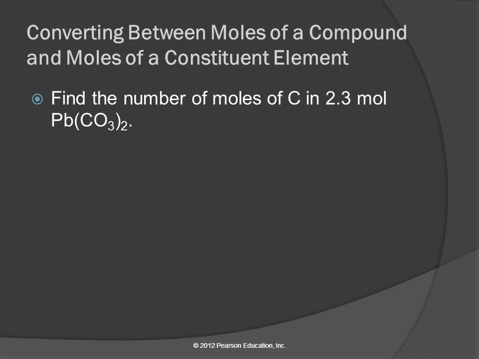So what if we have something like this? We've got, find the number of moles of carbon in 2.3 moles of lead carbonate. Well, how about we do this first? There's a 3-leaf clover. What if we had 2.3 dozen clovers? How many dozen leaves would we have?